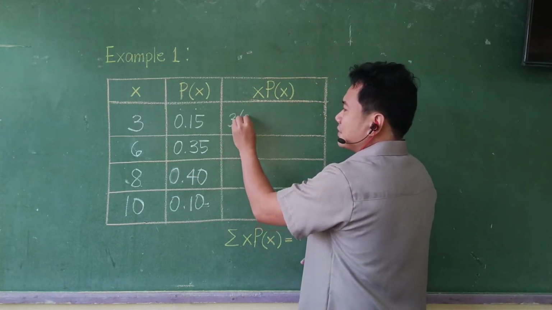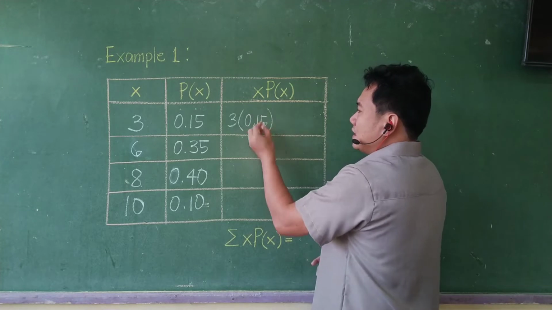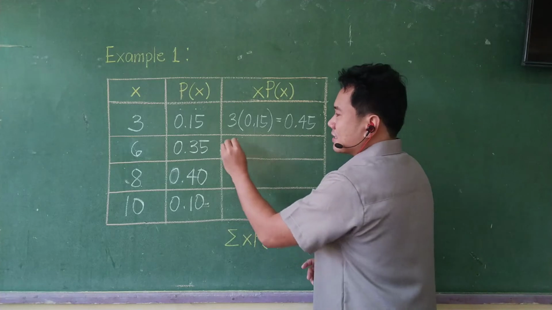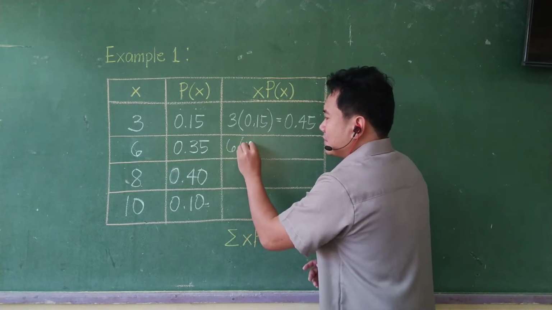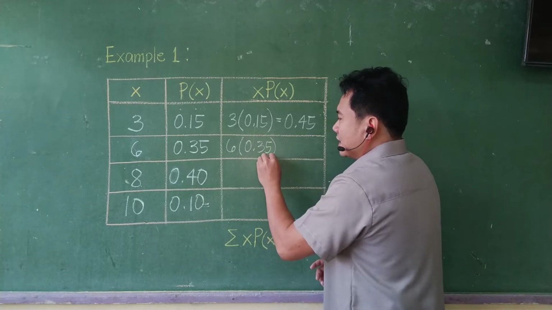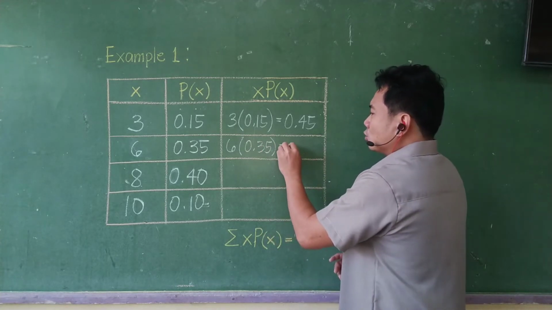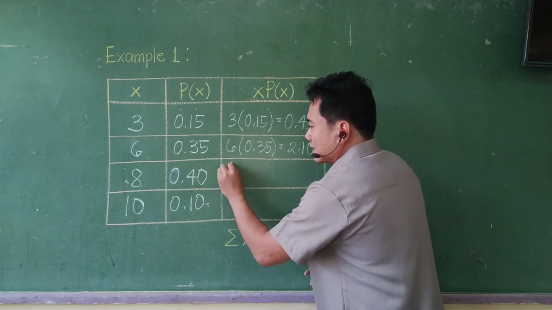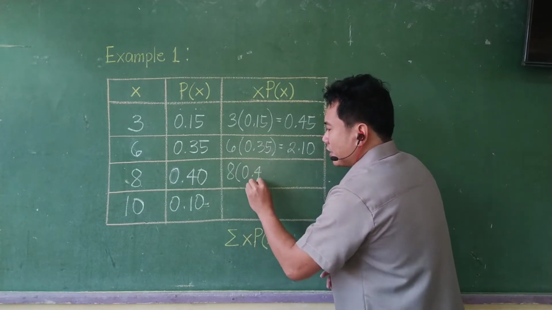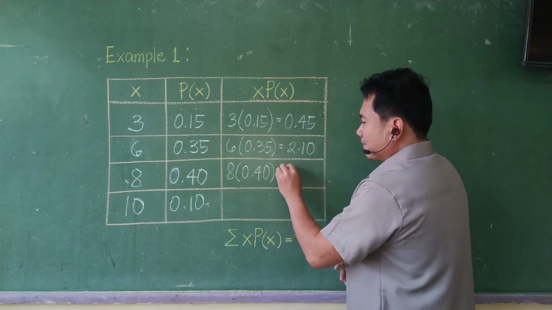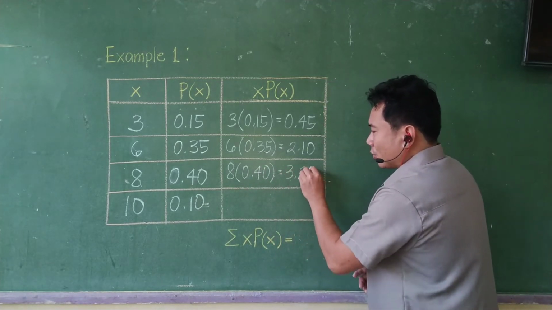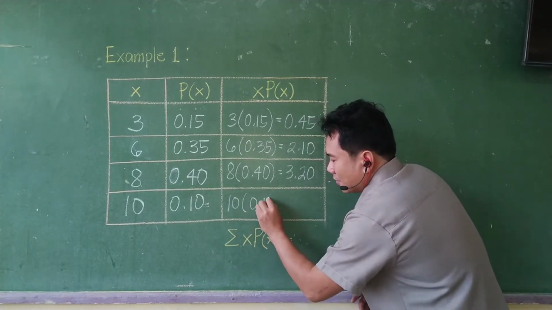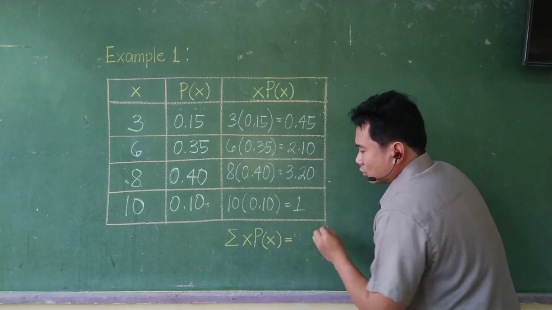3 times 0.15 is equal to 0.45. Next, 6 times 0.35 is equal to 2.10. Next, 8 times 0.40 is equal to 3.20. And last, 10 times 0.10 is equal to 1.